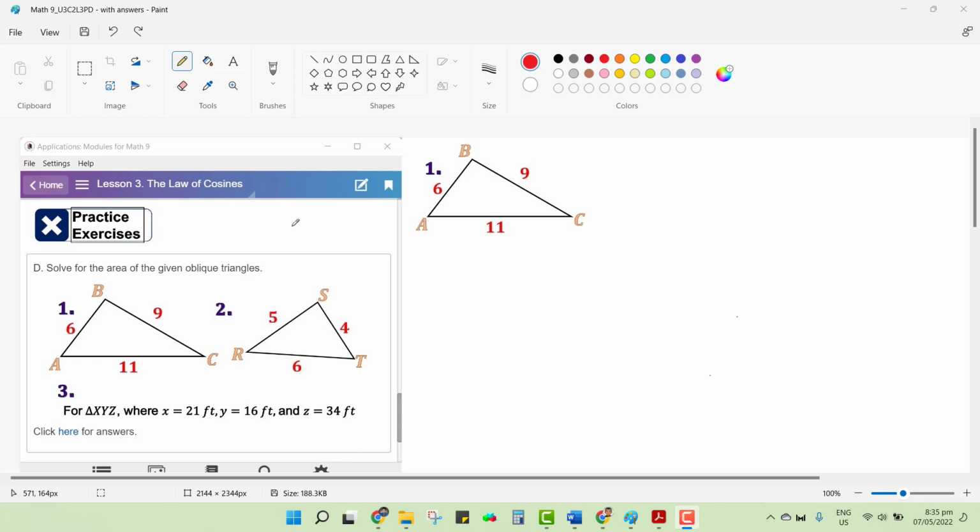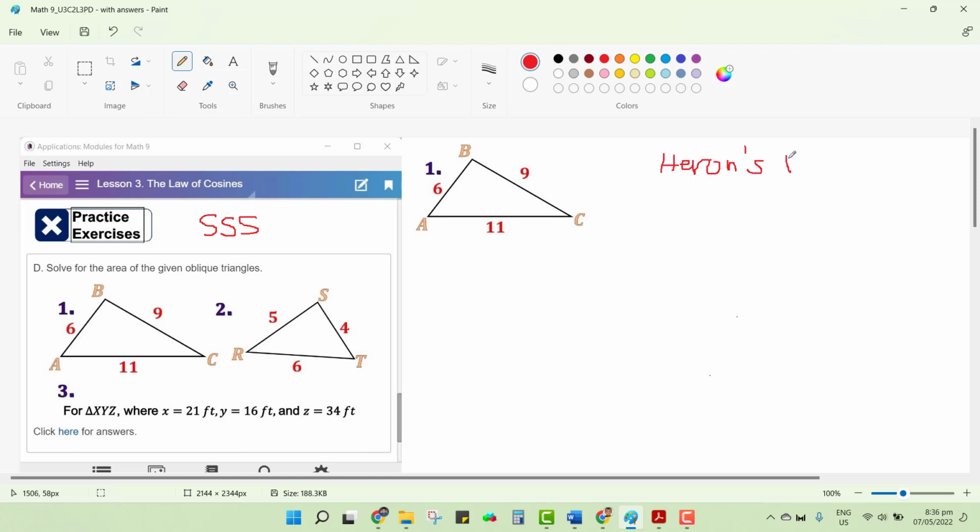Observably, triangles in numbers 1, 2, and 3 have this specific relationship. They're all under the SSS situation, where all the sides are given and none of the angles are given here. We do have a formula that could solve the area of the given oblique triangle even if there are no angles given. The formula is actually what we also know as Heron's formula.